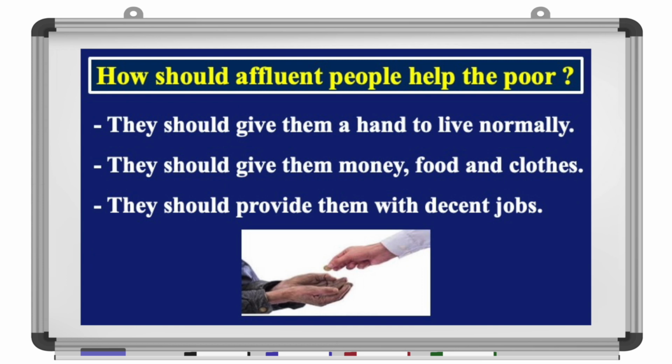How should affluent people help the poor? How should the rich help those in need? One, they should give them a hand to live normally, a decent life. Two, they should give them money, food, and clothes. These are some of the things that we do here in Kuwait. Three, they should provide them with decent jobs, jobs that can allow them to live based on a good amount of salary.